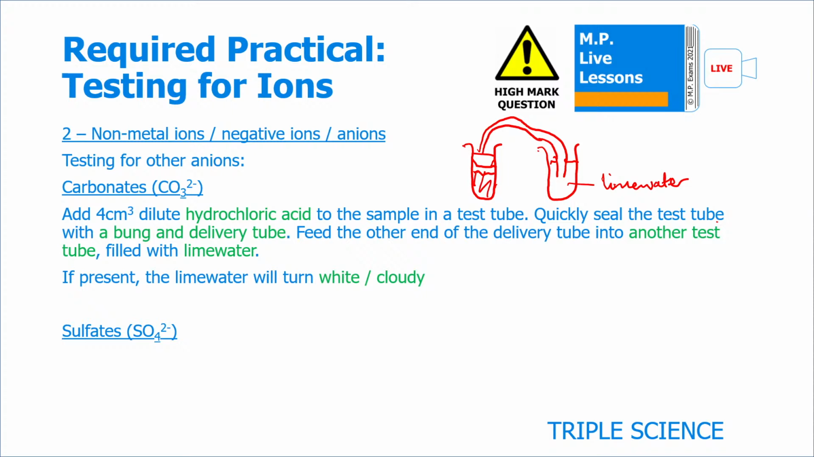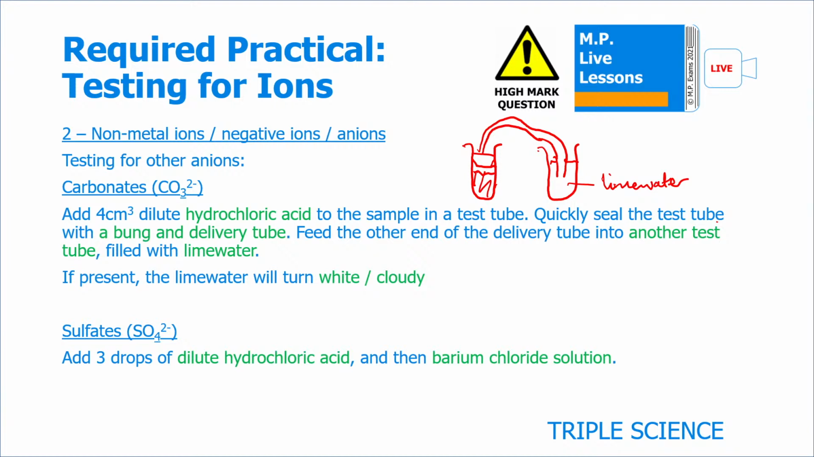The other ion you need to know to test for is sulfate ions. So first, we add 3 drops of dilute hydrochloric acid to make sure any carbonate ions are reacted with, and then barium chloride solution. Now, if the sulfate ions are present, a white precipitate forms. Again, you'll just need to learn all these tests for triple science.